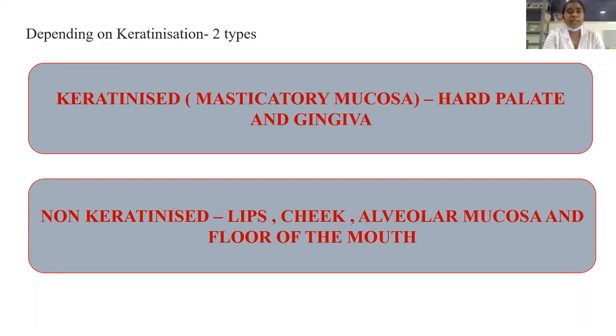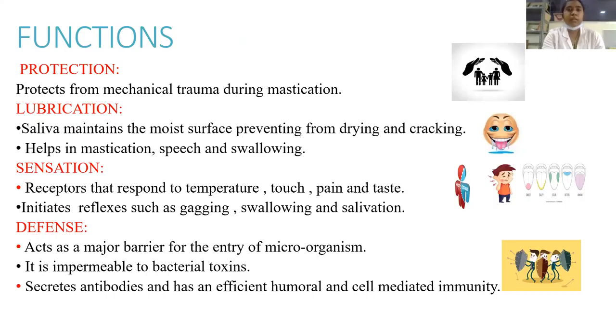Depending on keratinization, there are two types, keratinized and non-keratinized. Under keratinized, masticatory mucosa, that is hard palate and gingiva, and under non-keratinized, lips, cheek, alveolar mucosa, and floor of the mouth. Functions: it protects, lubricates, senses, and defends. So four major functions are there.